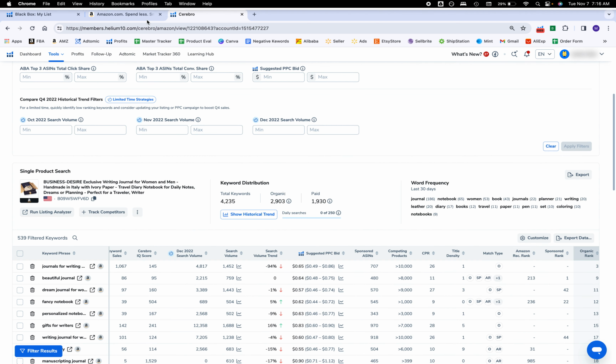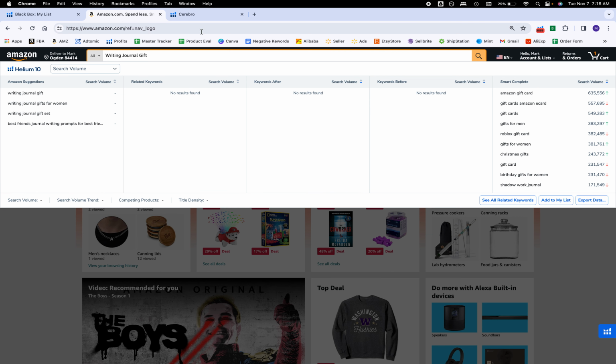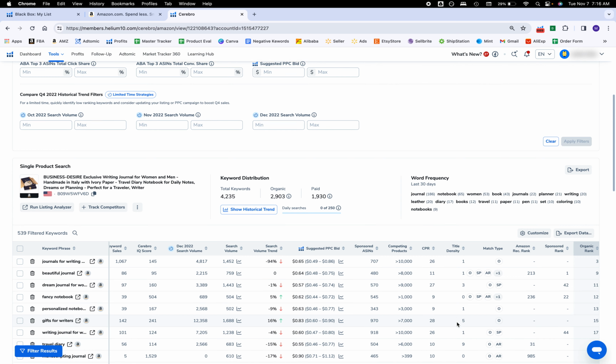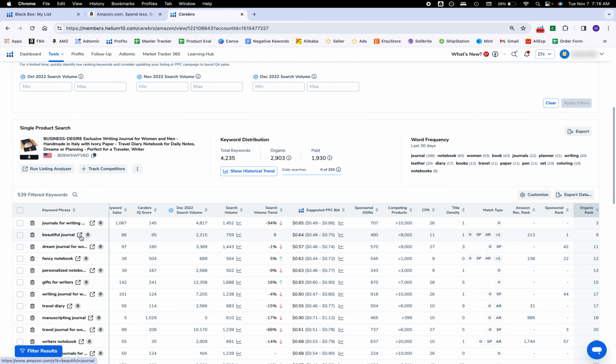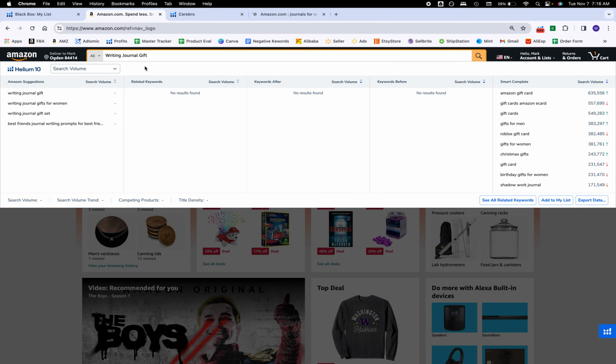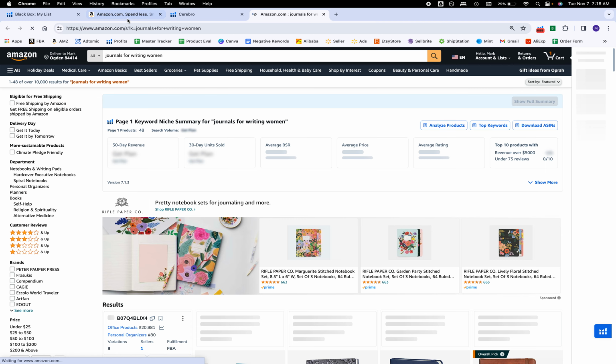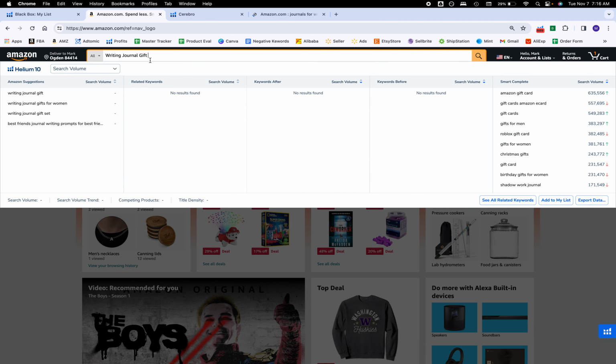now let's take a look at what I think about this actual product. First off, I'm going to click into journals for writing. We'll see what that page looks like. And over here, we can even do this one, just journal gifts, but there's not a lot of search volume, so it's just not an accurate representation of the market.